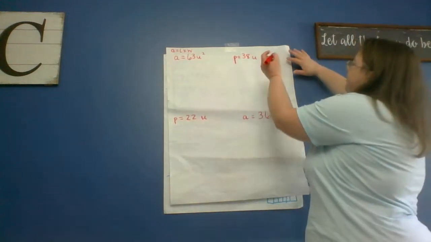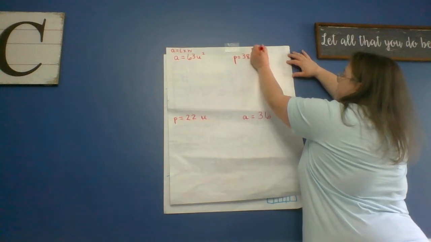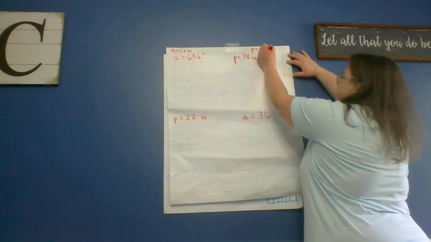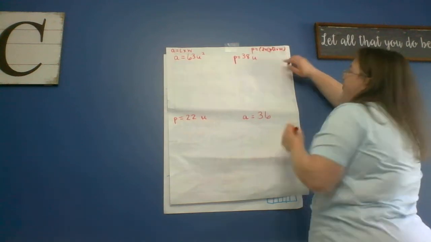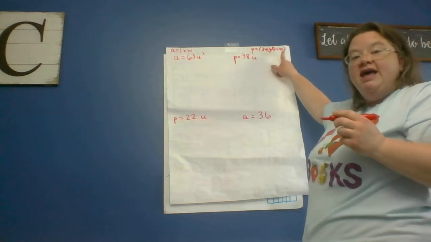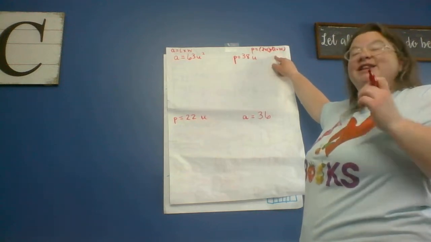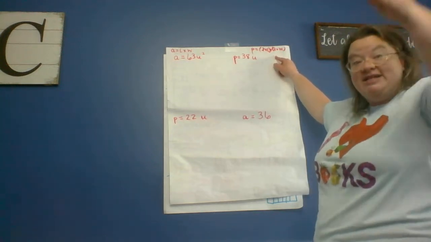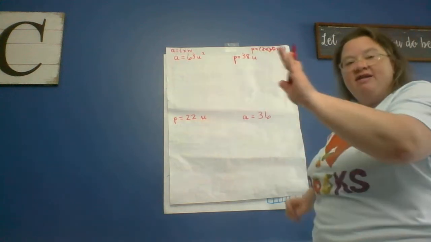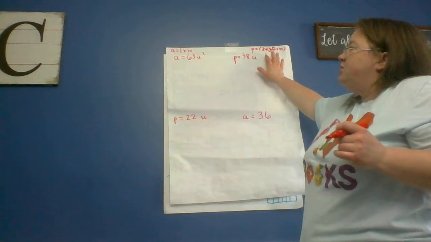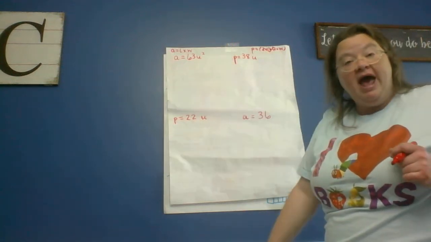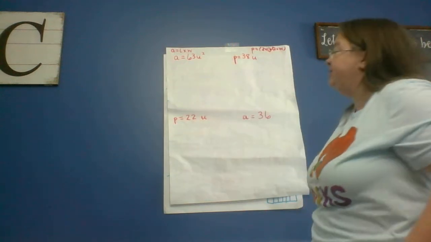And perimeter, remember that equals 2 times length plus 2 times width. So the length of the side times 2 for 2 sides, and the width times 2 for 2 sides added together is how we get perimeter. So you might want to have those on your paper as you work so you remember which formula to use.